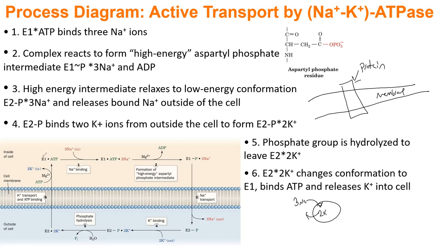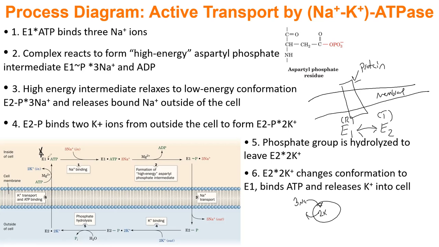And we're going to start in the top right here. This is going to be our first step. And one other thing to know is that when we go through this, we're going to be seeing E1 and E2. E1 and E2 are the same protein, just 2 different conformations. Again, it's similar to R and T in hemoglobin, in that same protein, different conformations, right? So keep that in mind.